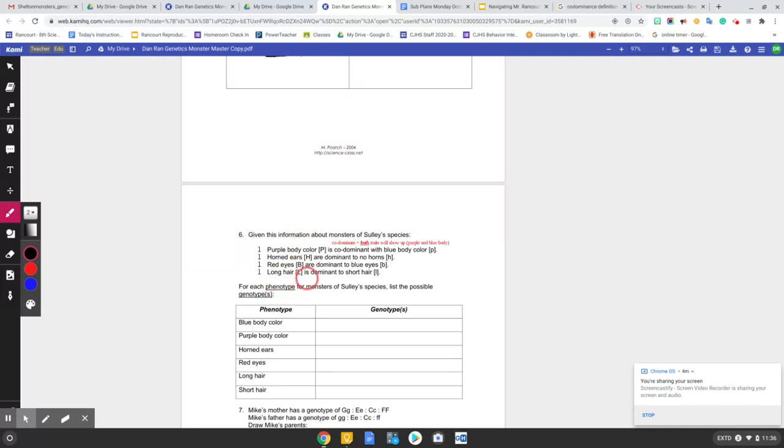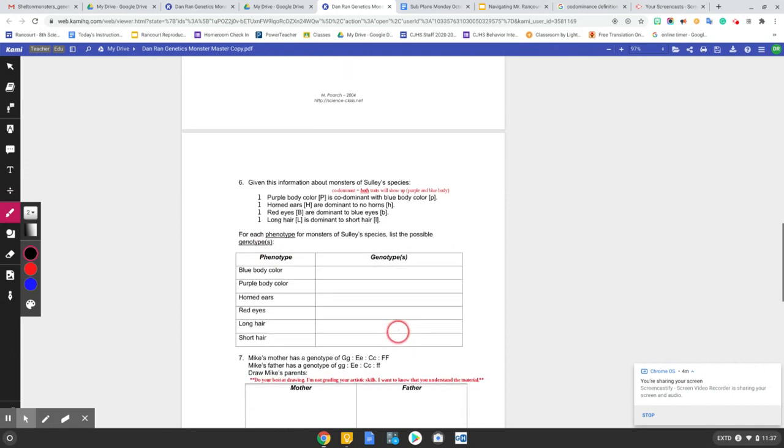So for each phenotype for monsters of Sully's species, list the possible genotypes, okay? You're actually not drawing anything up here. You just need this information to answer the data table down here. So just make sure that you do that, okay? So for each phenotype for monsters of Sully species, list the possible genotypes. List those right there. You're listing, so I don't need complete sentences, okay?